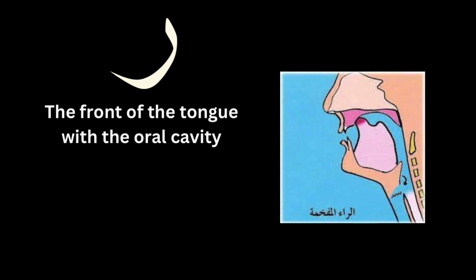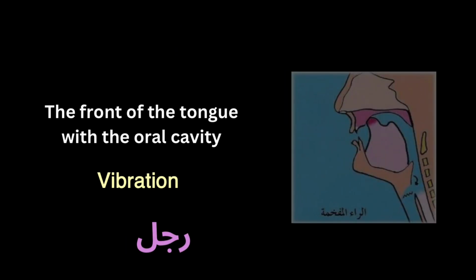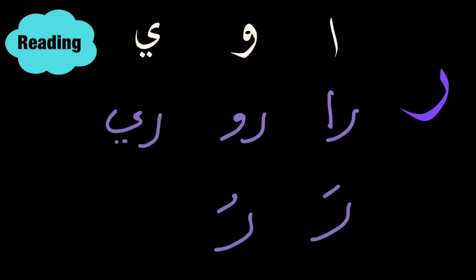Next is the ra letter. This ra is quite different from the American R, because the ra is pronounced with the front tongue touching the oral cavity, while some vibration is happening in the vocal cords. Now repeat after me. Ra. And an example would be rajul. Let's read more. Raa, roo, ree. Ra, ru, ri.